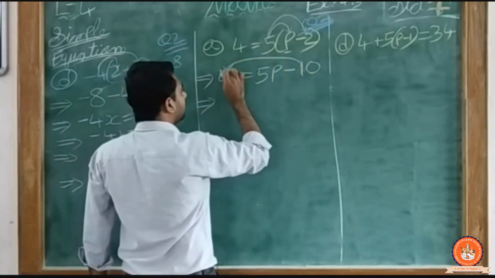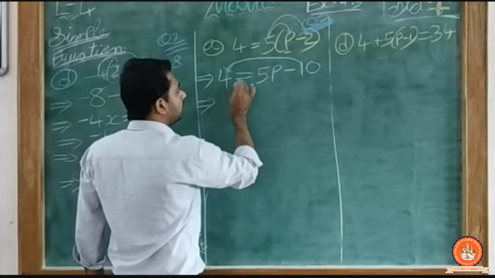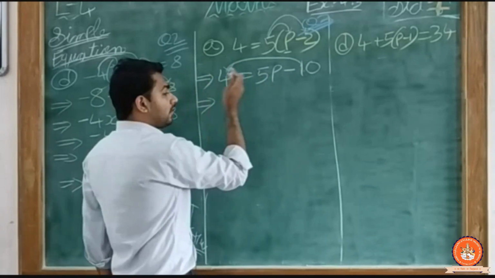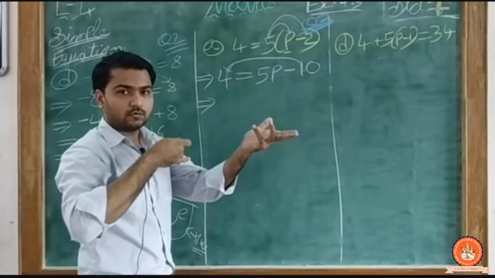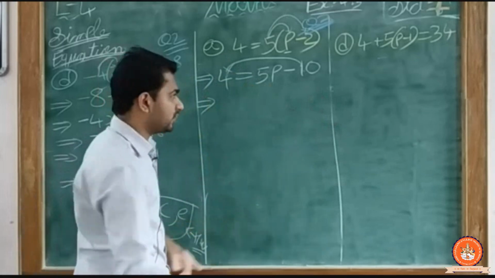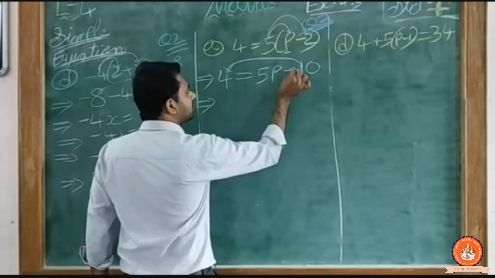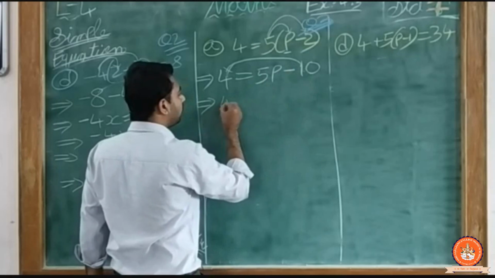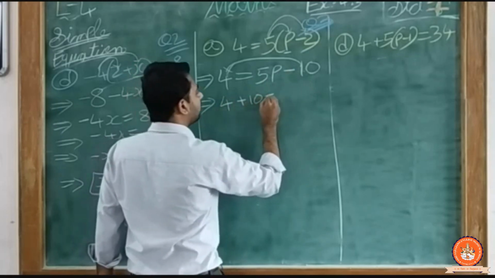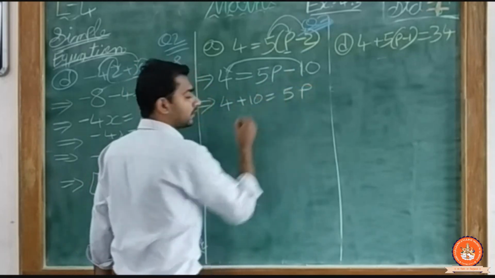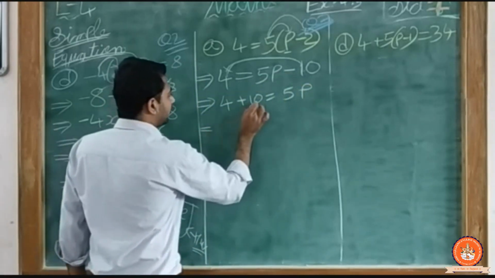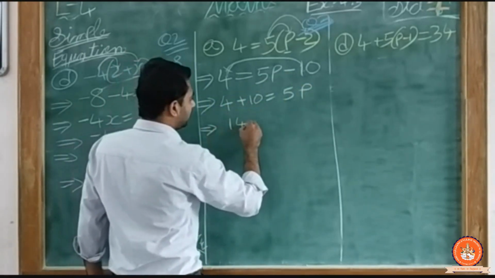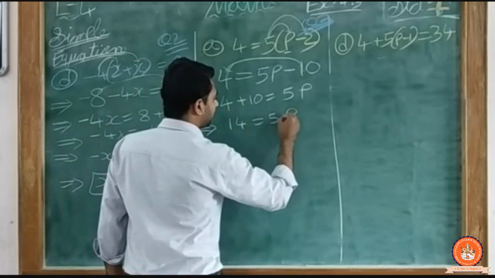left side. Okay, कहाँ पे ले जा रहा हूँ मैं? लेफ्ट साइड में ले रहा हूँ, इक्वल टू के लेफ्ट साइड में. ठीक है, इक्वल टू के कोई भी साइड ले जाऊं उसकी साइन चेंज हो जाएगी, ऑपोजिट हो जाएगी. Now here is minus 10, it becomes plus 10, so 4 plus 10 is equal to 5p. Clear students? Now 10 plus 4 that means 14 is equal to 5p.